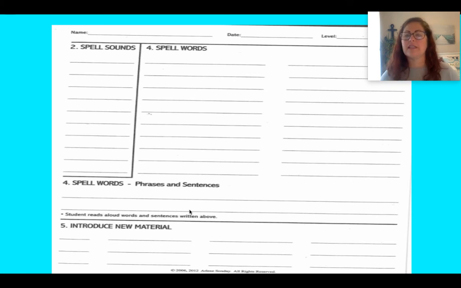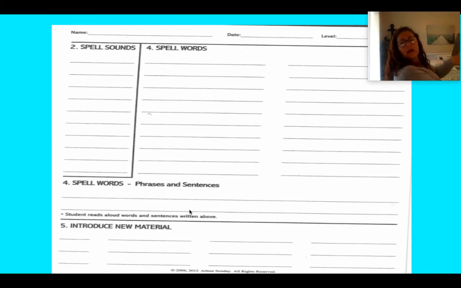The next phrase is hot dog. They will tap out the words hot dog. They will write the words hot dog. And then they will read the phrase back to you.